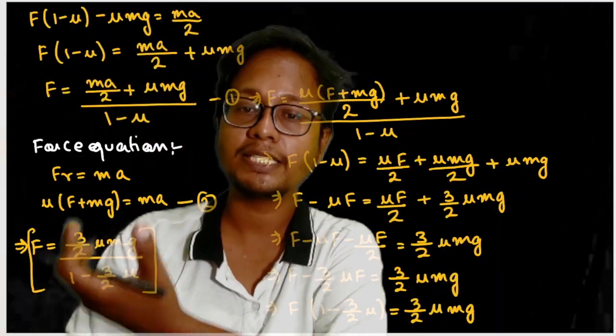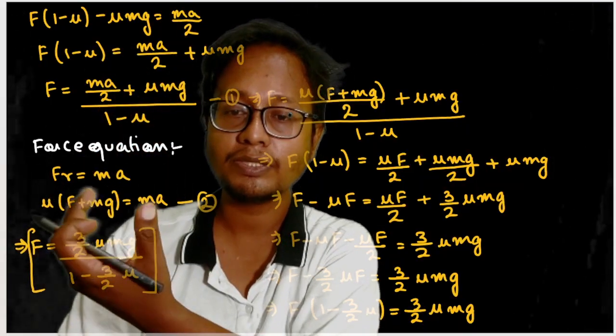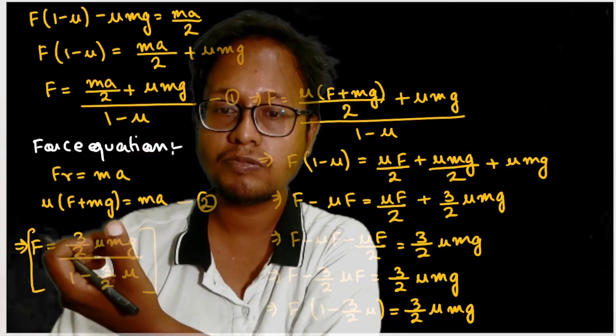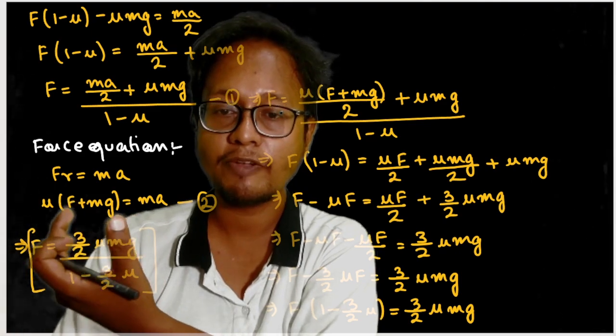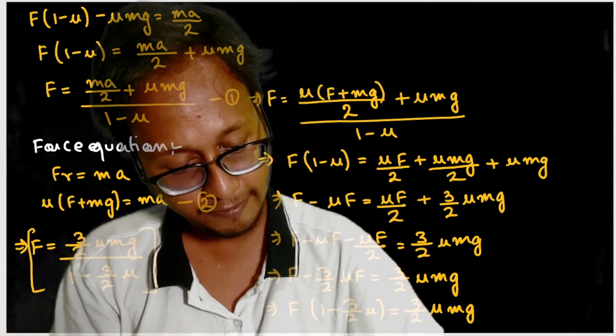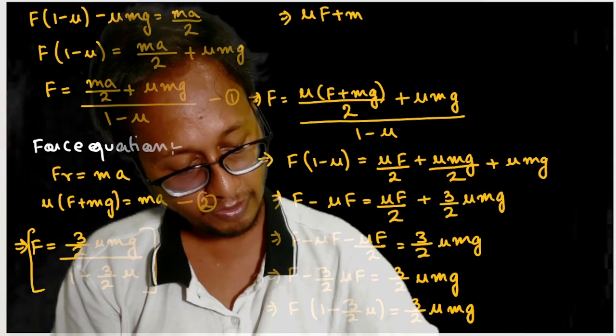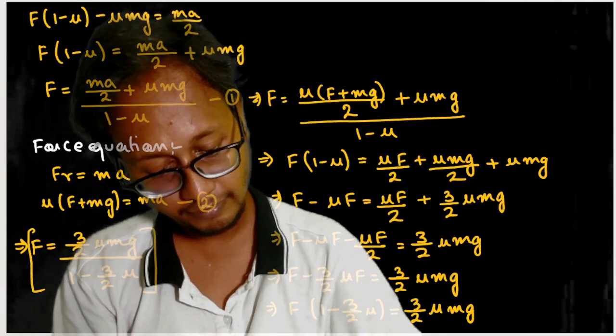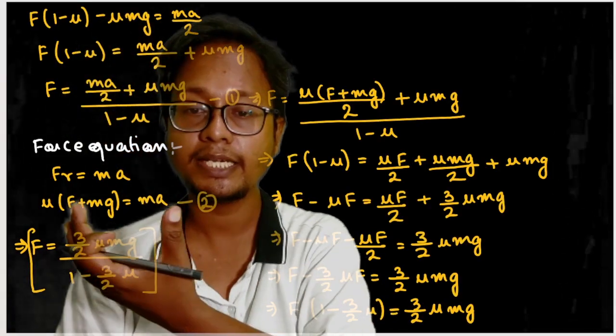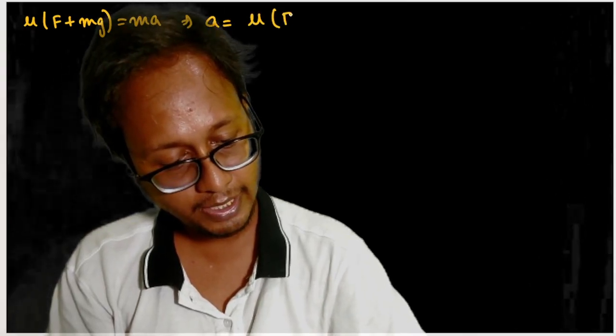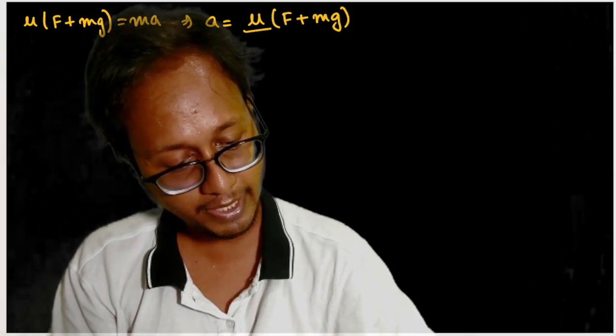Now if I get the value of force, I can easily get the value of acceleration. Friction force is equal to mass into acceleration. The value of friction force is nothing but mu into (F plus mg). So to find the acceleration, I use the second equation. Mu into (F plus mg) is equal to m a. Or a is equal to mu into (F plus mg) divided by m.